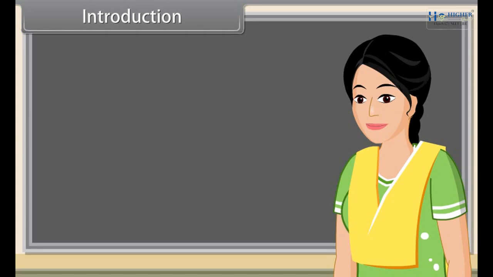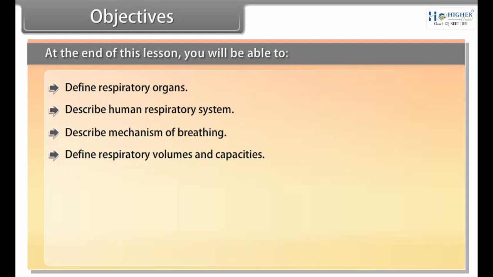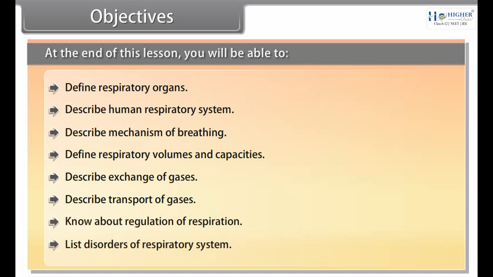Fine. Now I will tell you the whole process of respiration and its disorders. In this lesson, you will learn breathing and exchange of gases. Objectives. At the end of this lesson, you will be able to define respiratory organs, describe human respiratory system, describe mechanism of breathing, define respiratory volumes and capacities, describe exchange of gases, describe transport of gases, know about regulation of respiration, list disorders of respiratory system.